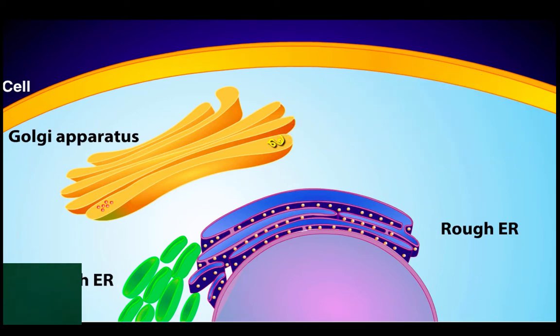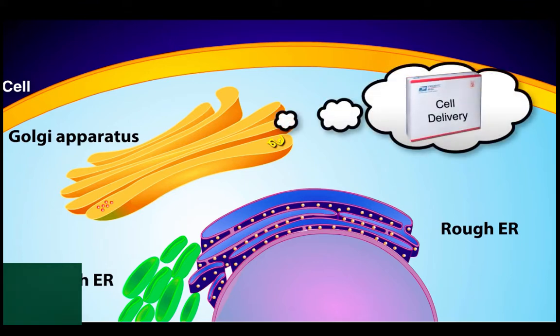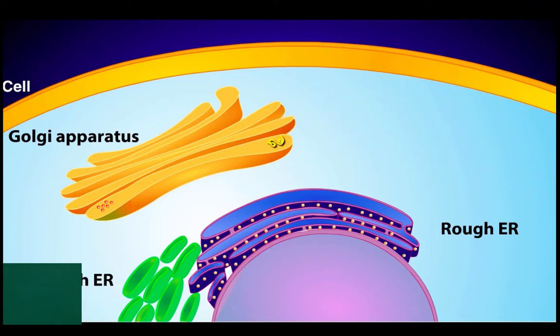Its job is to package and distribute cell products that are either destined for a specific location within the cell, such as the plasma membrane, or for secretion from the cell. You can think of the Golgi Apparatus as the post office of the cell, where packages are dropped off and destinations are assigned.